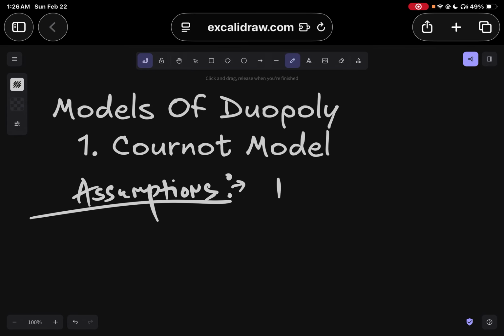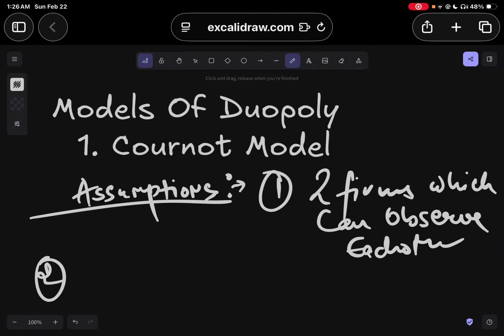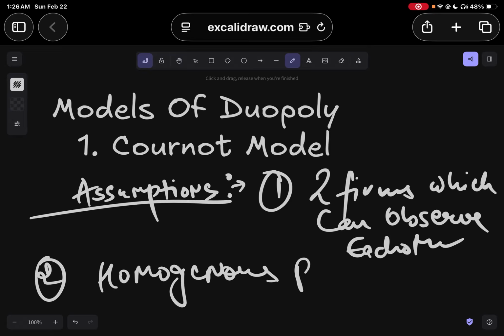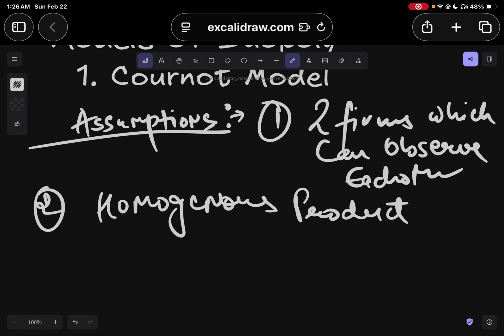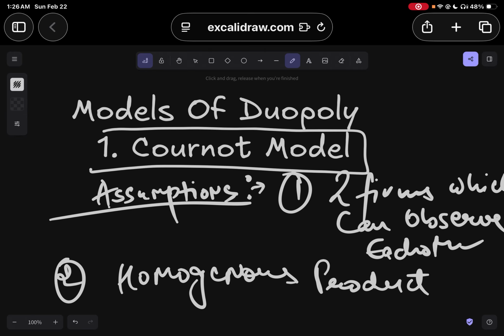So the first assumption is two firms which can observe each other in the market. Second is homogeneous product. So there is no product differentiation in Cournot. Just to highlight, we are doing the Cournot model.